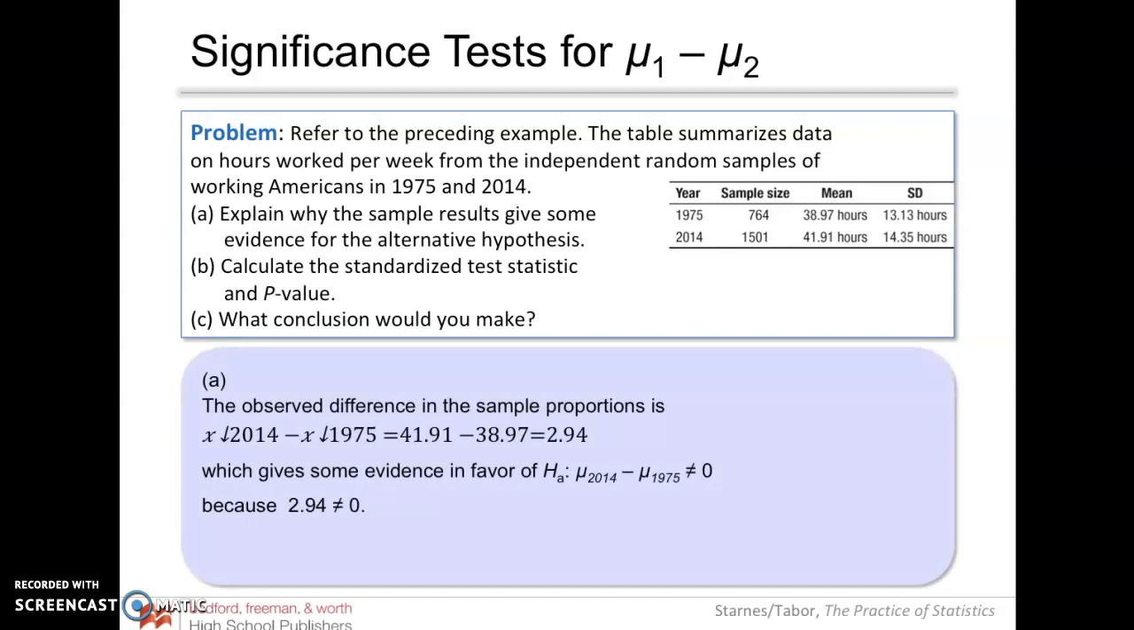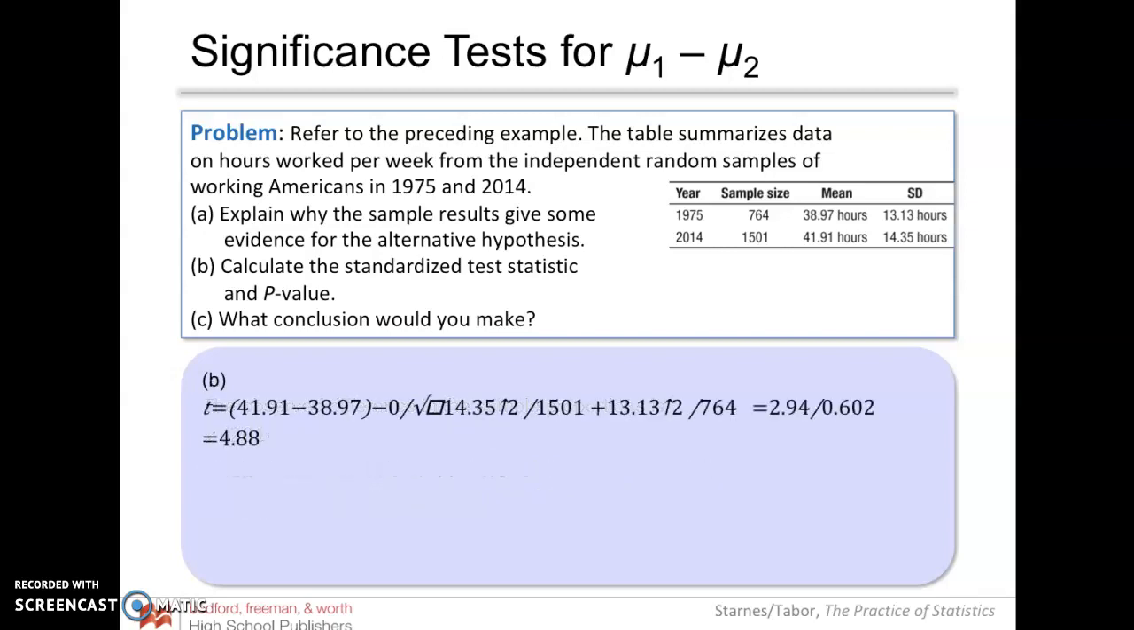So, for part A, we see that there's a difference. That's what we know. The X bar for 2014 is 41.91, and the X bar for 1975 is 38.97. So there's a difference of 2.94. We already know that. And that gives evidence that there's a difference between the true values, because 2.94 is not equal to 0. It seems a little bit too obvious for us, but yes, we need to be that explicit.